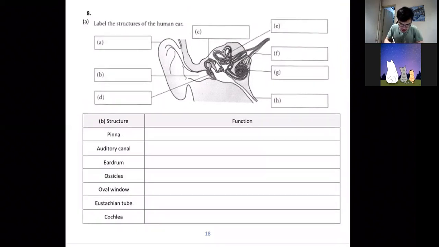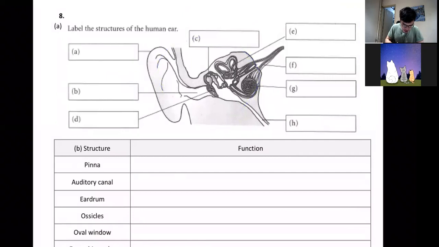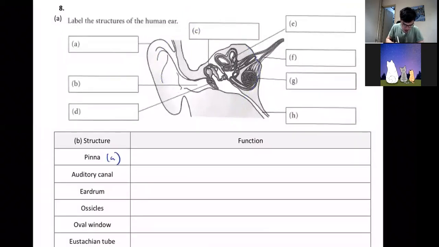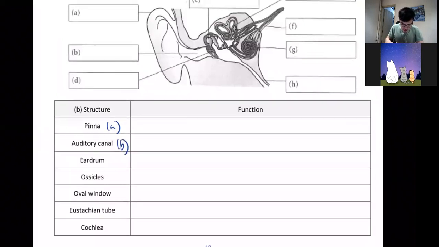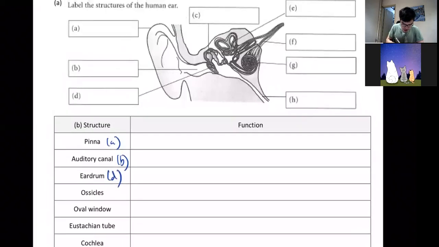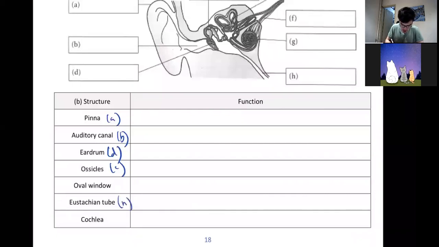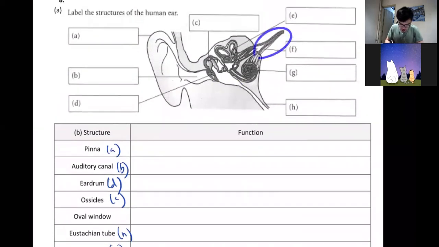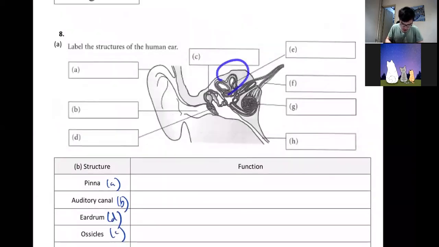So anyway, let's label this. I'm just going to give you the answer, the rest you can do yourself. Your pinna, or your earlobe, is A. Your ear canal is B. Eardrum is D. Ossicle is the bone C. Oval window is that small window, here, not labeled. Your eustachian tube is H, the tube here. Cochlea is G. F is your auditory nerve, and E is your semicircular canal.